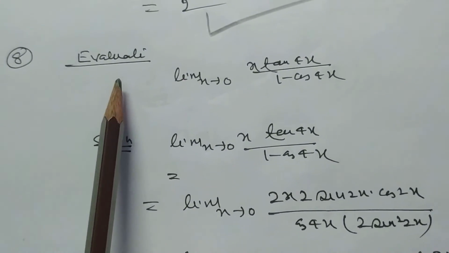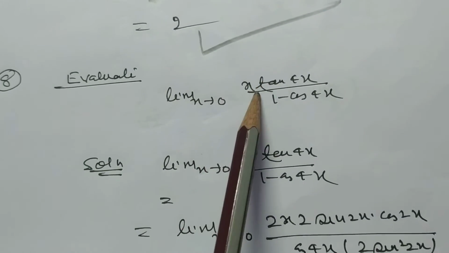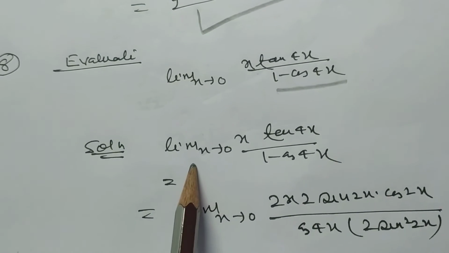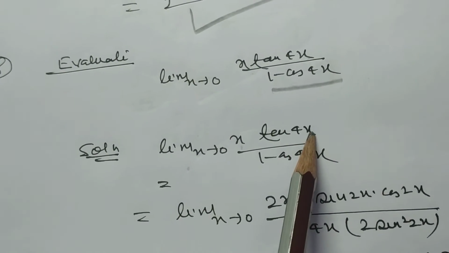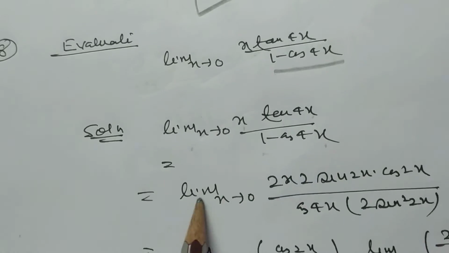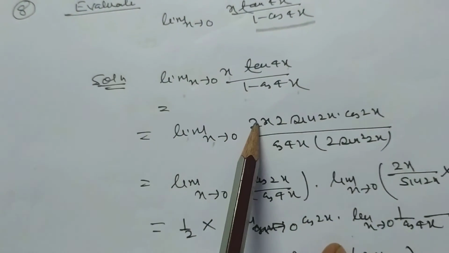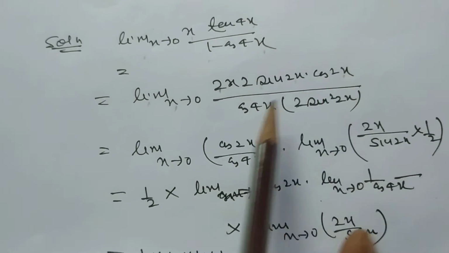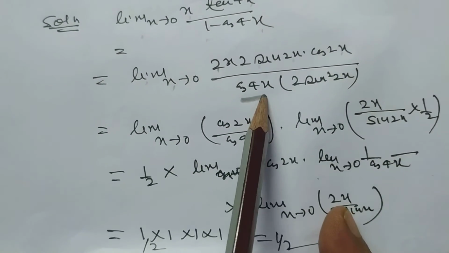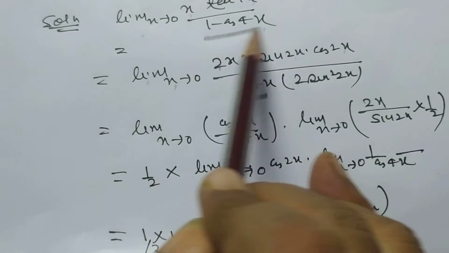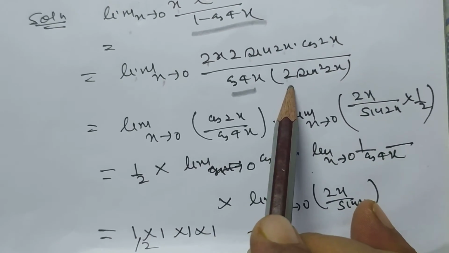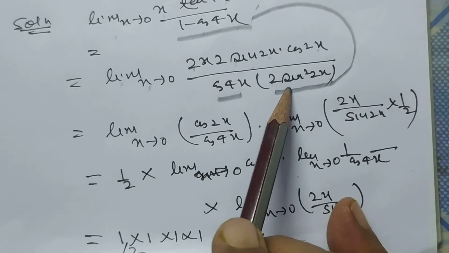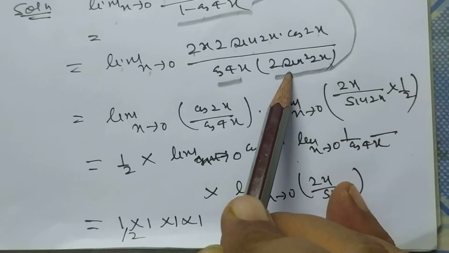So now, evaluate limit x tends to 0, x into tan 4x by 1 minus cos 4x. Limit x tends to 0, x tan 4x by 1 minus cos 4x. Limit x tends to 0, and we write here 2 into sin 2x into cos 2x, and it will be cos 4x. And instead of 1 minus cos 4x, we have 2 sin squared 2x.